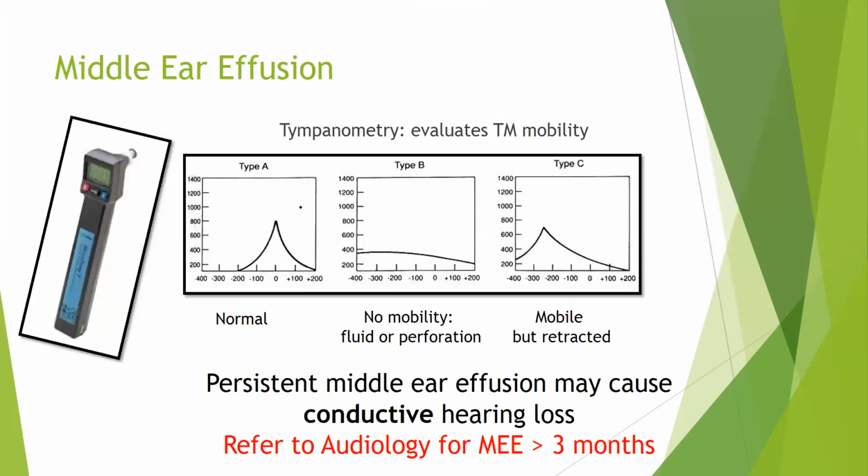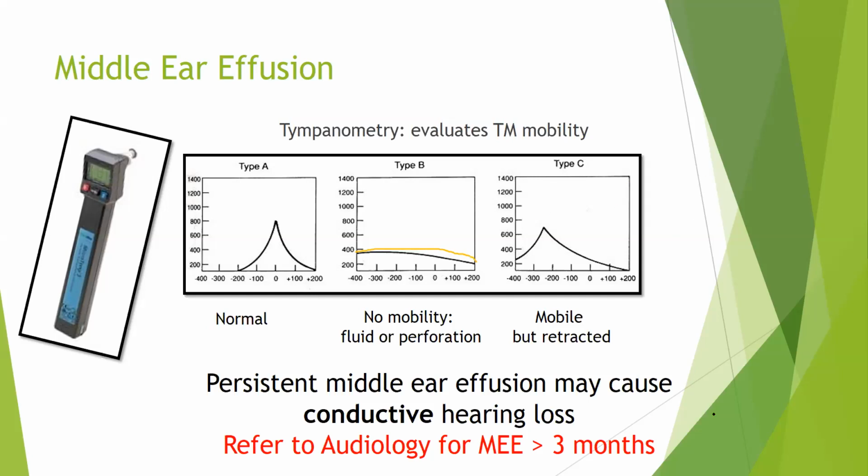So here is the tympanometry. It evaluates for mobility of the tympanic membrane. A normal tympanic membrane is going to move away and then back. So that's what this peak here at 0 is telling you. And then if there's no mobility, there's so much fluid that it can't move, or it's perforated, so it's just allowing air to go in and out, then you get this flat slope.